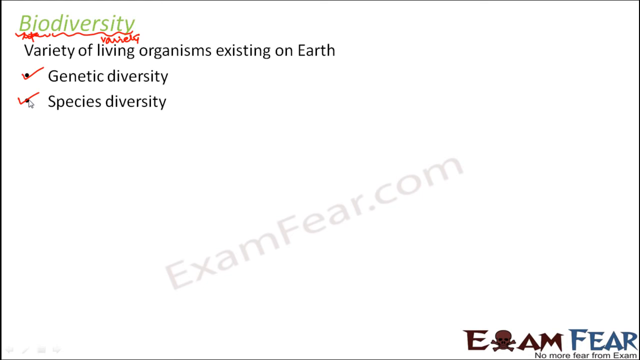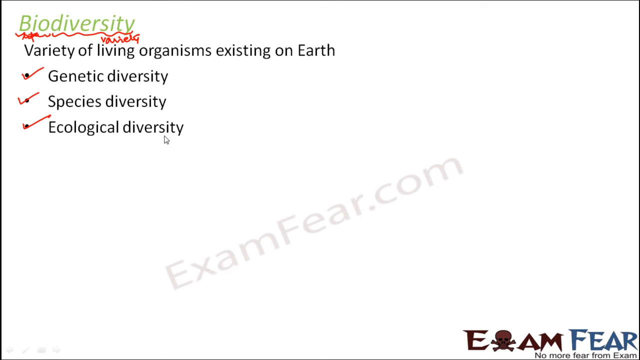As you know, there are several millions of different species which live on this earth. Now, what are species? Species are a group of organisms which are capable of interbreeding amongst themselves. That is, they can mate with each other or they can reproduce amongst themselves. So that is another level of biodiversity. And the third level is ecological biodiversity.